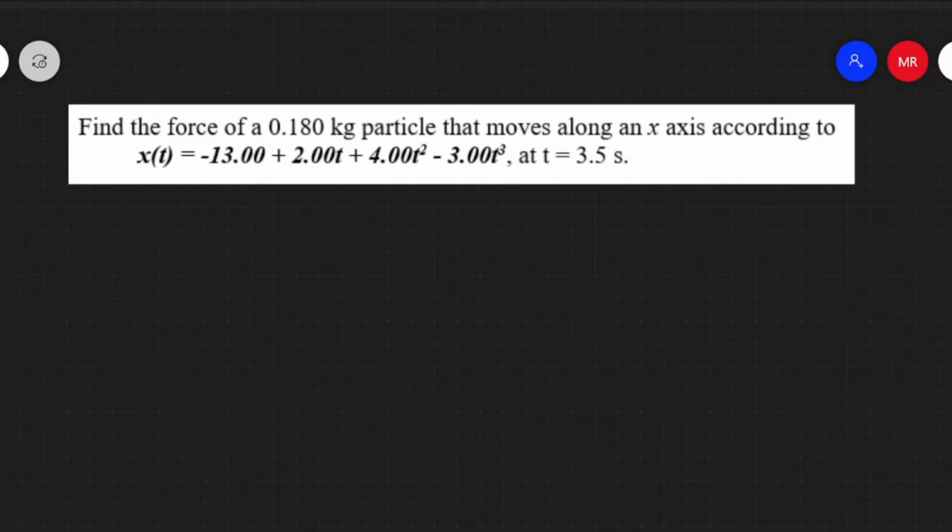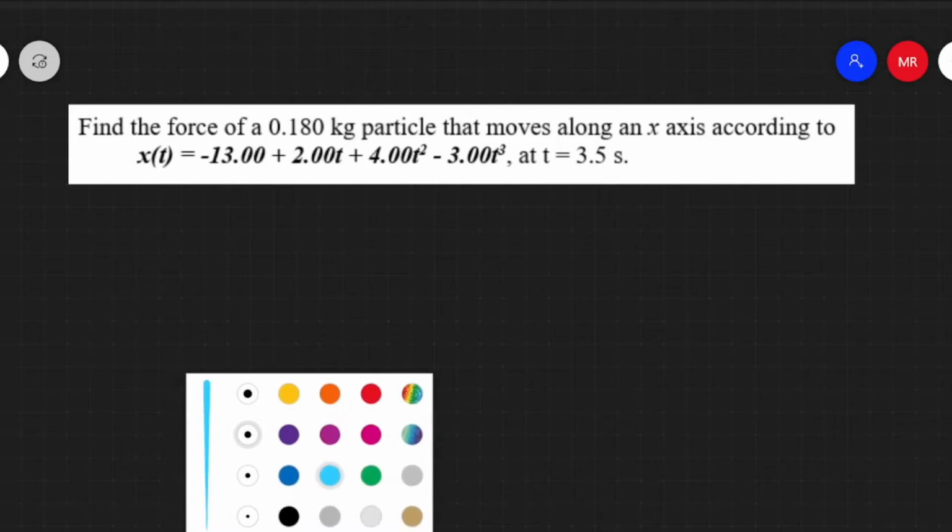Find the force of a 0.180 kilogram particle that moves along an x-axis according to the function x(t) = -13 + 2t + 4t² - 3t³ at time 3.5 seconds. So let's list the givens from this problem.